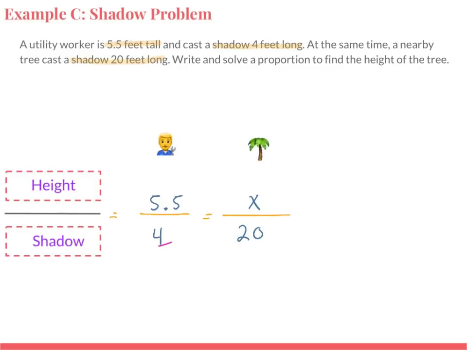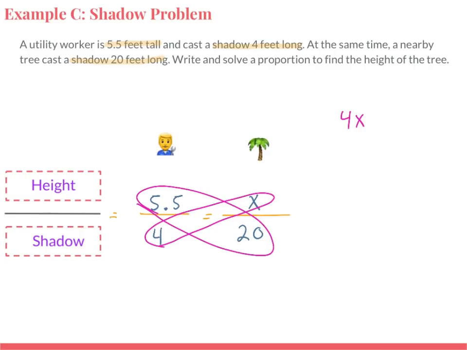So I'm going to start with our cross multiplication. 4 times x is going to give me 4x, and 5.5 times 20, again, if you don't know how to do that in your head, you can use your calculator, is going to give us 110. Now we've got a one-step equation, but lucky for us, we know how to solve one-step equations, so we're going to go ahead and draw a wall down from our equal sign.